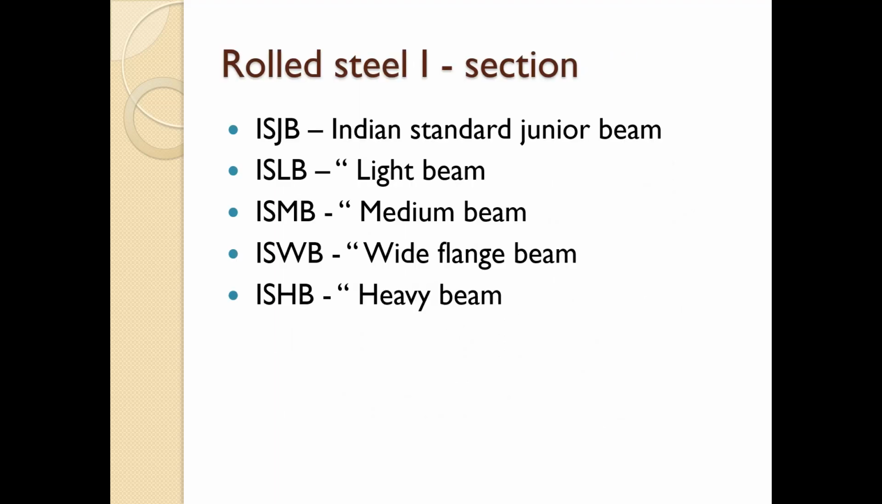For I sections, we use common abbreviations for the section: ISJB, ISLB, ISMB, ISWB and ISHB. In that, IS stands for Indian Standard, JB stands for junior beam, LB for light beam, MB for medium beam, WB for wide flange beam and HB for heavy beam. You can see all these and their properties in the steel table.